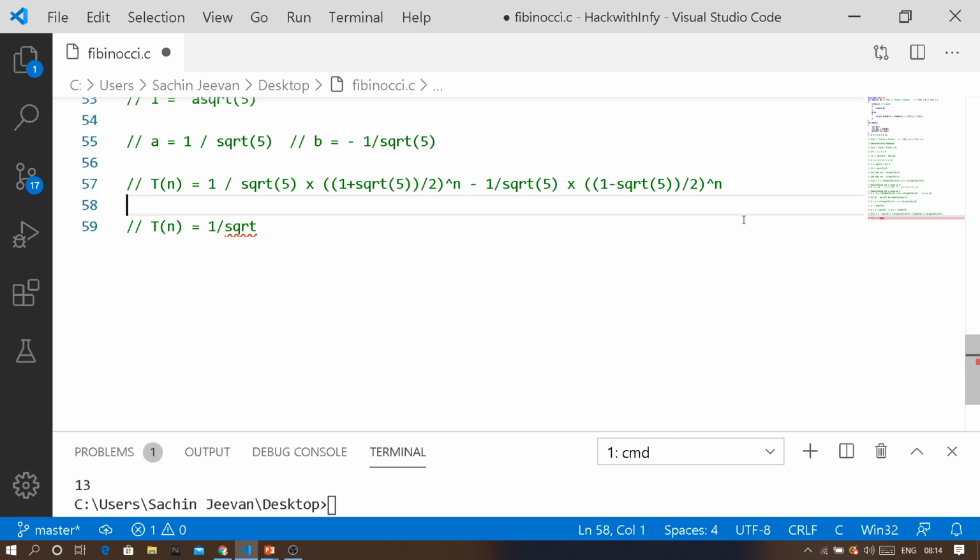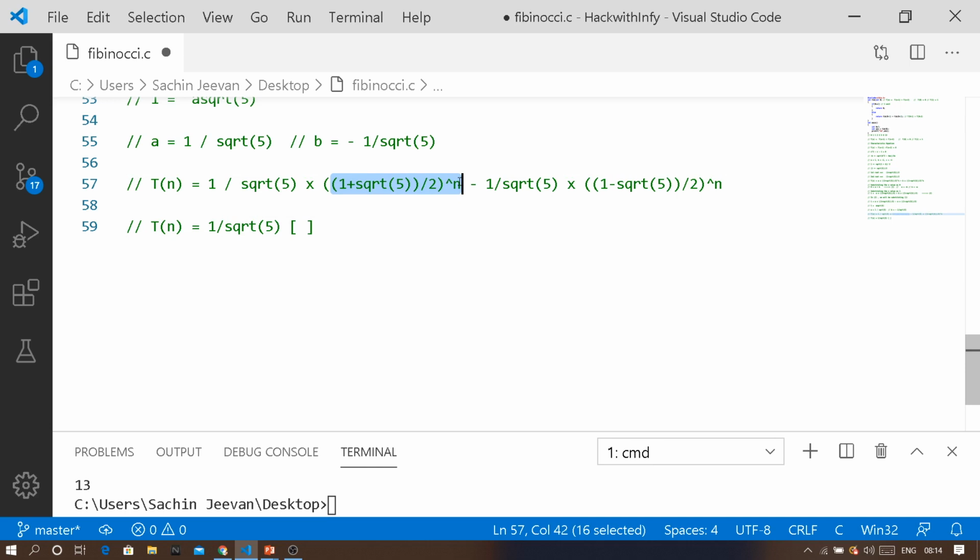Sorry, the square root of 1 divided by square root of 5 is taken common outside. After taking it common outside, what will happen? This 1 divided by square root of 5, the whole power n, and 1 plus square root of 5 divided by 2, the whole power n, will go inside, and then the subtraction, because here the sign is minus, 1 minus square root of 5 divided by 2, the whole power n, will be coming. So simplifying, we got an equation like this.